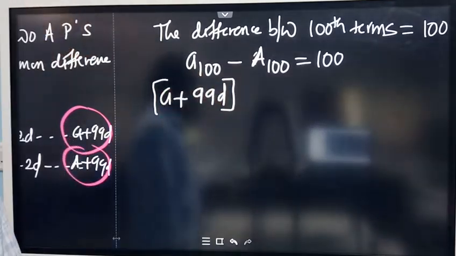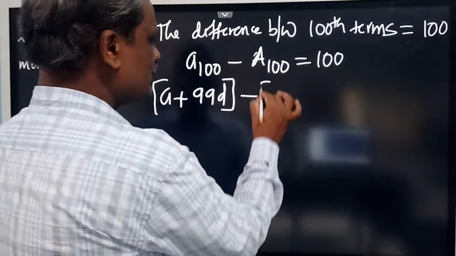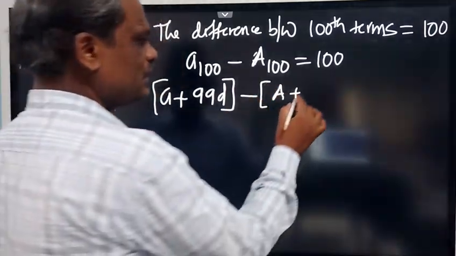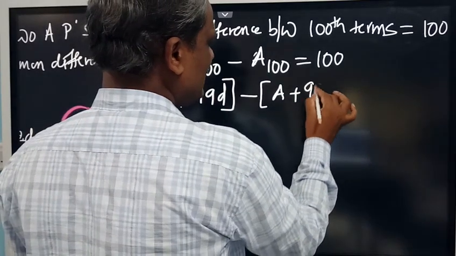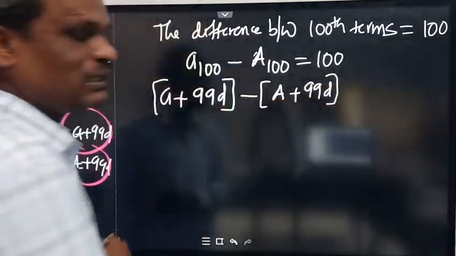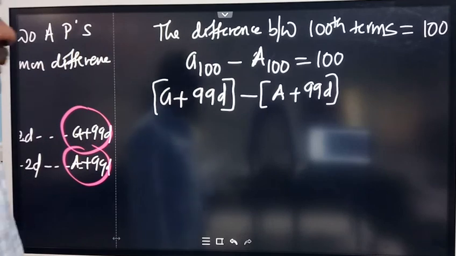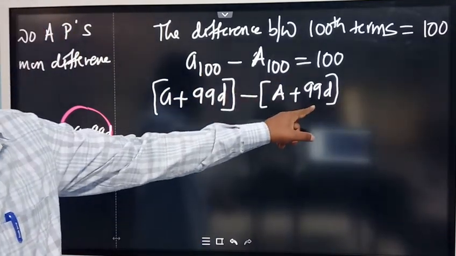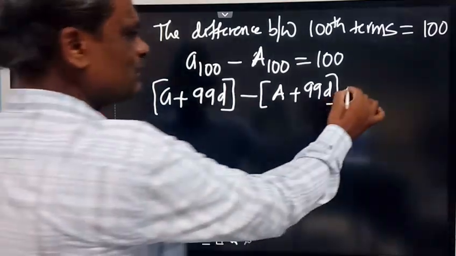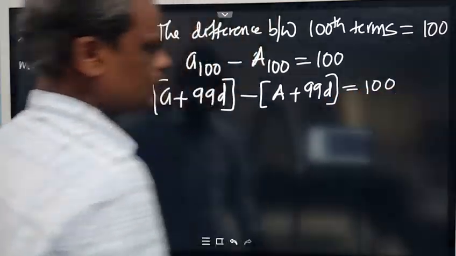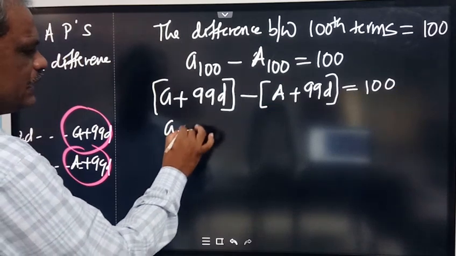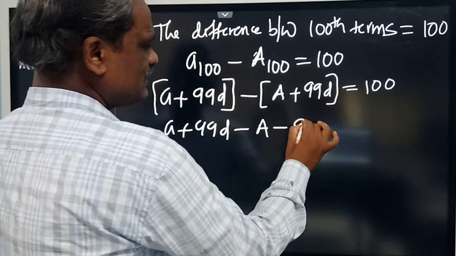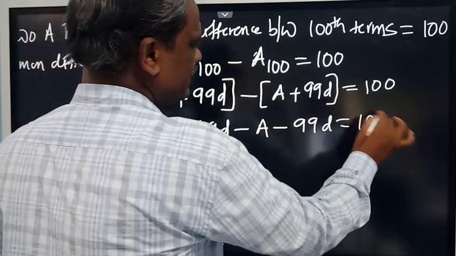Minus capital A, and the 100th term means 100 minus 1 into d, that is 99d. I have used the nth term formula, a plus n minus 1 into d. So it is equal to 100 now. Now we simplify this: a plus 99d, multiply the minus, minus A minus 99d, is equal to 100.